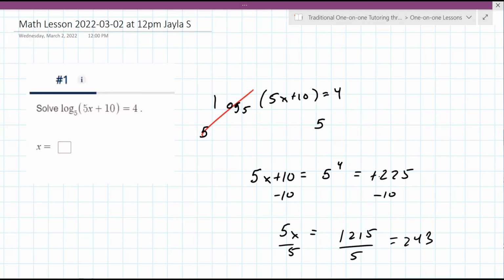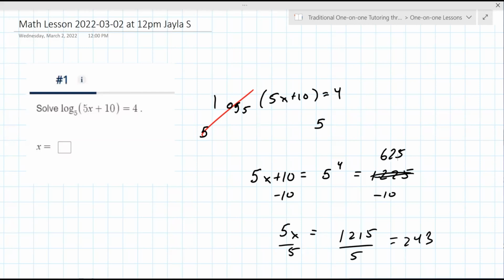No, this is wrong. This is 625, not... no, it's 5 to the power of 4. Sorry, I don't have a calculator handy. Let me go grab one. No, it's okay. 5 to the 4th. Yeah, 625, not 1225. Okay. We'll subtract 10, and then we'll divide by 5. So 615 divided by 5, and the final answer is 123.